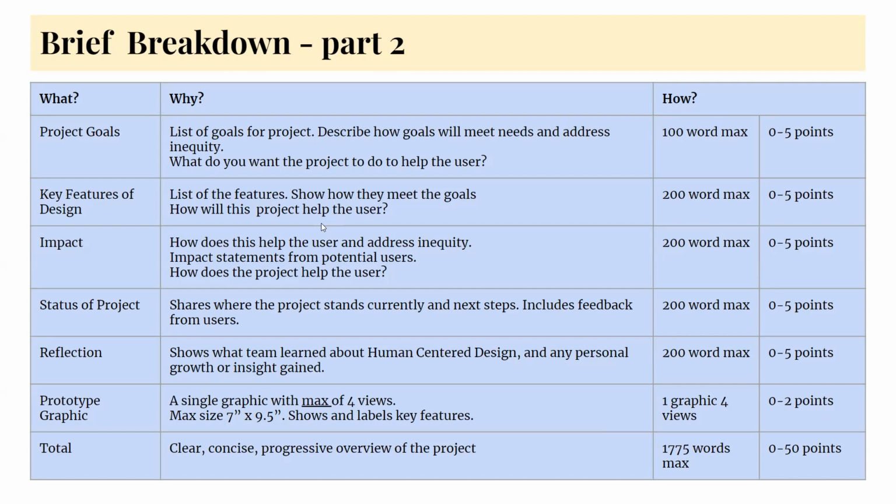And you'll notice that one's got a little bit of a smaller word max on that one. So, you know, probably just a bullet point list, right? Not going into a whole lot of detail. Again, the design brief. Then the key features, right? You're doing those features. How do those features meet the goals? So it's that answering, how will this project help the user?